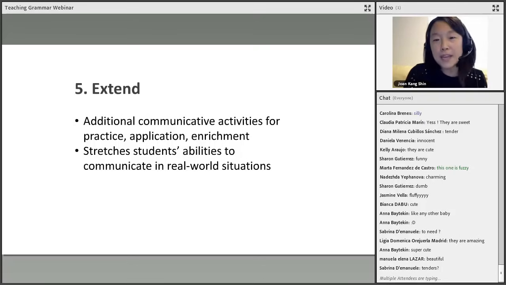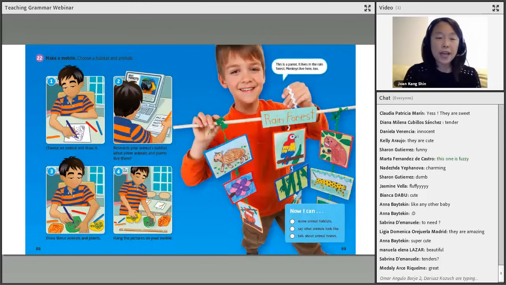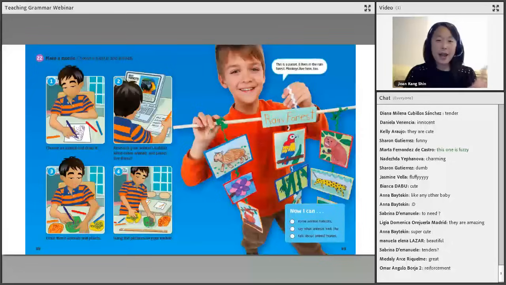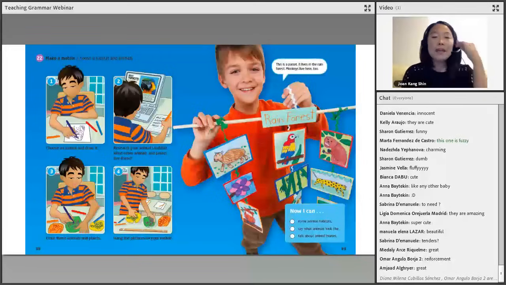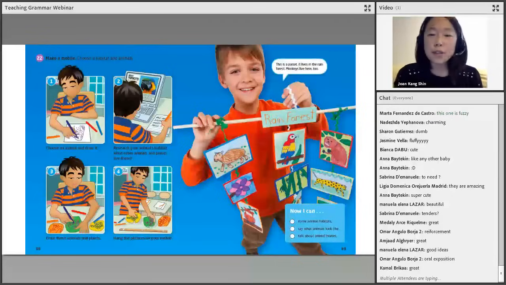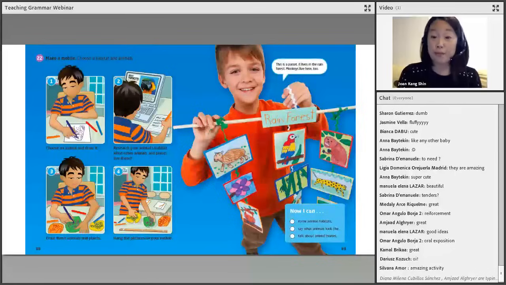Now, maybe you want to do a project, like making this mobile, and you have the animals and their habitats, and you can describe them. Okay, yes, Omar says reinforcement. Absolutely. You want to give him a chance to communicate more. So maybe students create this, or maybe you don't have enough time in class. So you want to finish up the class by asking students what their favorite animal is.